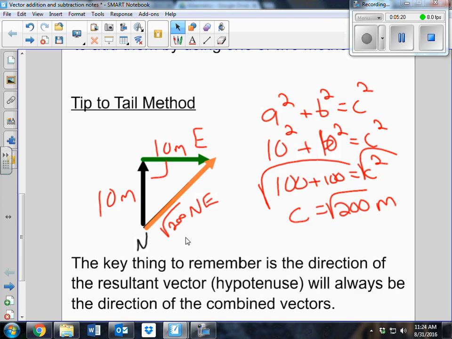So the key to remember is the direction of the resultant vector will always be the direction of the combined vectors. I've seen a lot of students for some reason just totally miss out on that, where they don't realize, they always say something like opposite of what you walked in, which is weird.